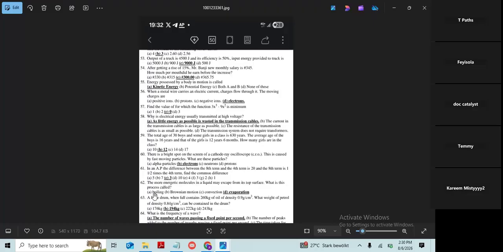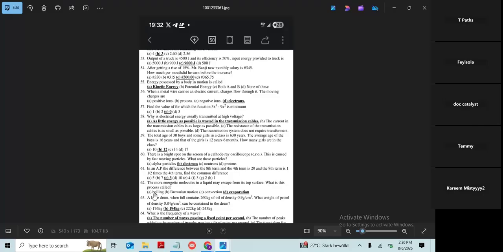So 62, top surface. What is this process called? This process is called evaporation. Now the answer A, we have boiling. No, boiling will only occur when the saturated vapor pressure is equal to atmospheric pressure. And as you know, the atmospheric pressure is what? Is 1 pascal.